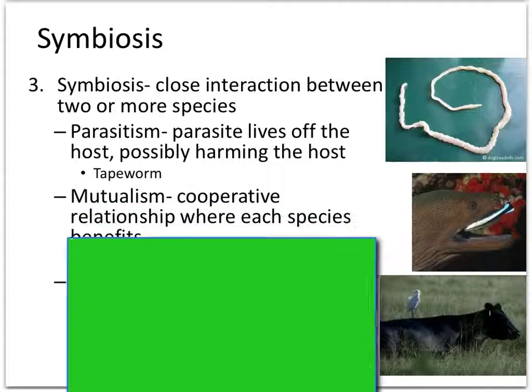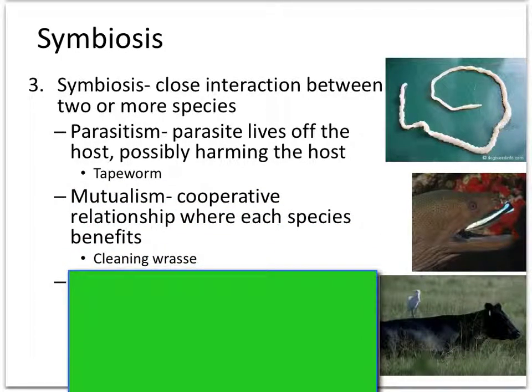Another type of symbiosis would be called mutualism. Think of mutual, like mutual respect, respecting each other. Mutualism is cooperation, where both species benefit. A really good example of this would be the cleaning wrasse. That's how you pronounce that. This guy right here is a cleaning wrasse.